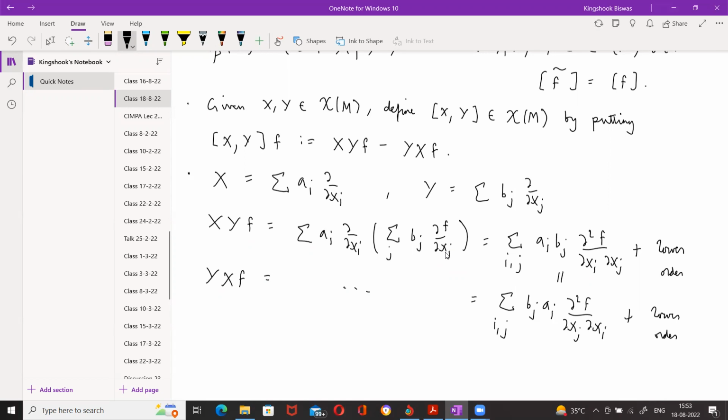Maybe this makes it less abstract. Using this, you can calculate explicitly what the bracket is in local coordinates. You have the formula for XYf, you have the formula for YXf, you subtract, and you get the formula for the bracket acting on f. Okay, all right. So any questions so far?